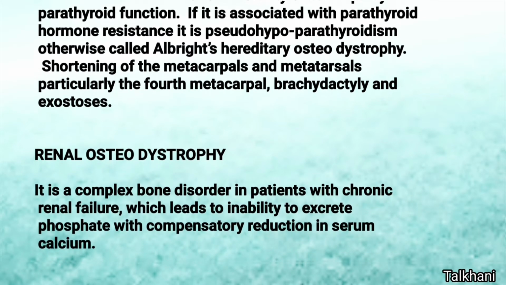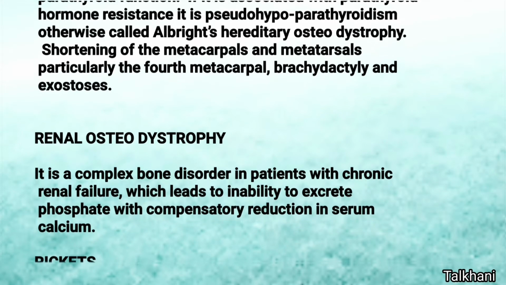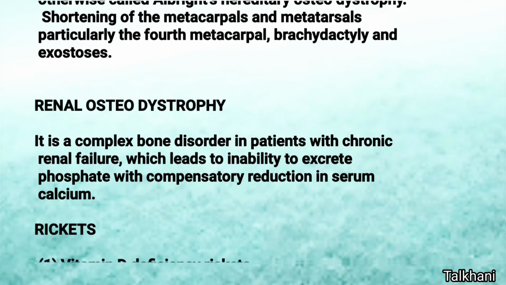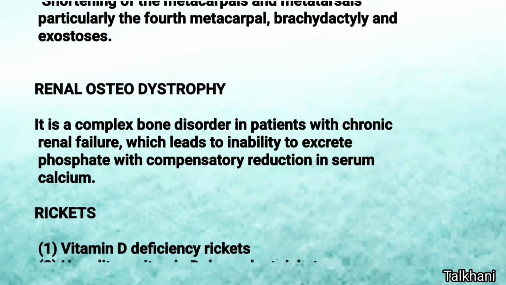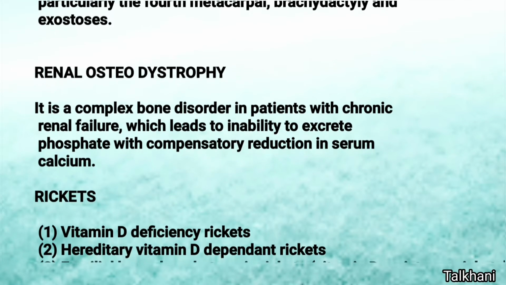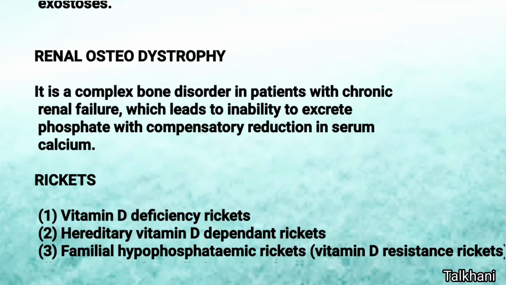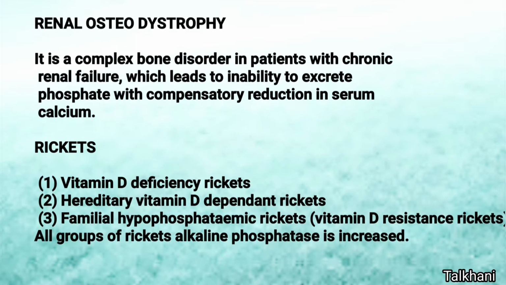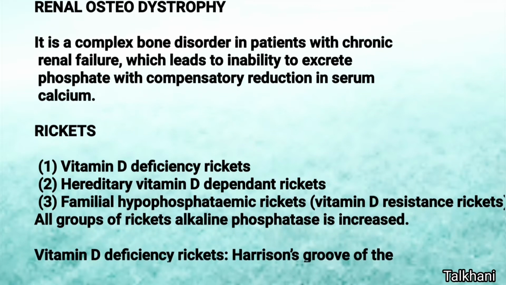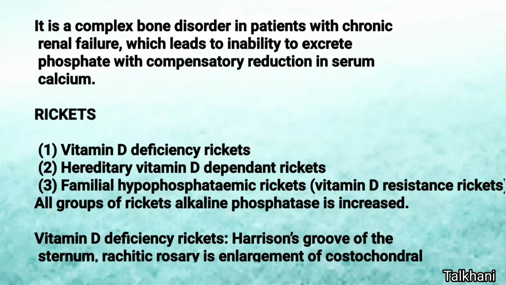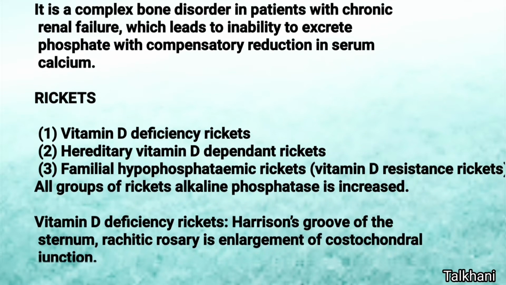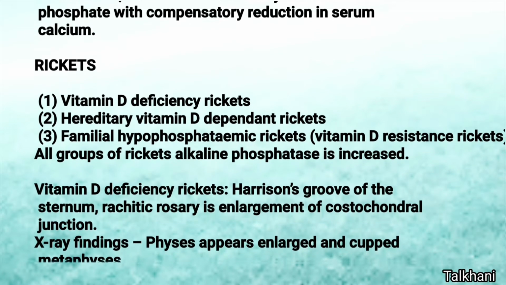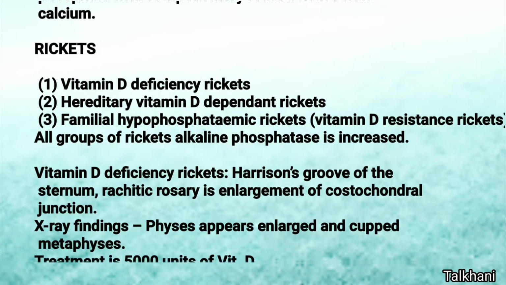Clinical features are as follows. Vitamin D deficiency rickets, we may find Harrison's groove of the sternum or rachitic rosary, which is enlargement of costochondral junction. X-ray findings include enlarged physis and cupped metaphysis. Treatment is 5,000 units of vitamin D. Vitamin D dependent rickets is the defect in renal 1-alpha hydroxylation of 25-dihydroxy vitamin D3. Treatment here is very high doses of vitamin D, up to 20,000 to 100,000 units of vitamin D daily.